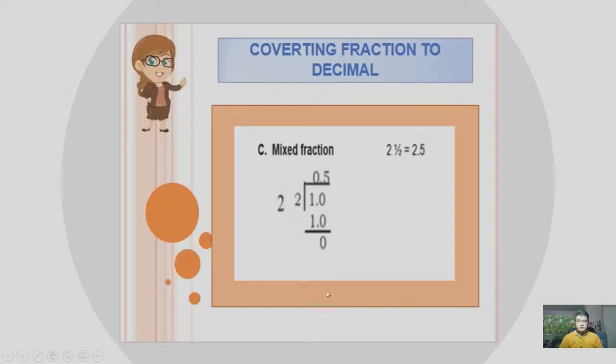Next is the mixed fraction. 2 and 1/2 is a mixed fraction. Separate the whole number and divide the fraction. 1 divided by 2. This cannot be done. We have to borrow 0. Place a decimal point at the top and a 0. Now, 10 divided by 2 is 5. 5 times 2 is 10. 10 minus 10 is 0. So, the answer is 2.5.